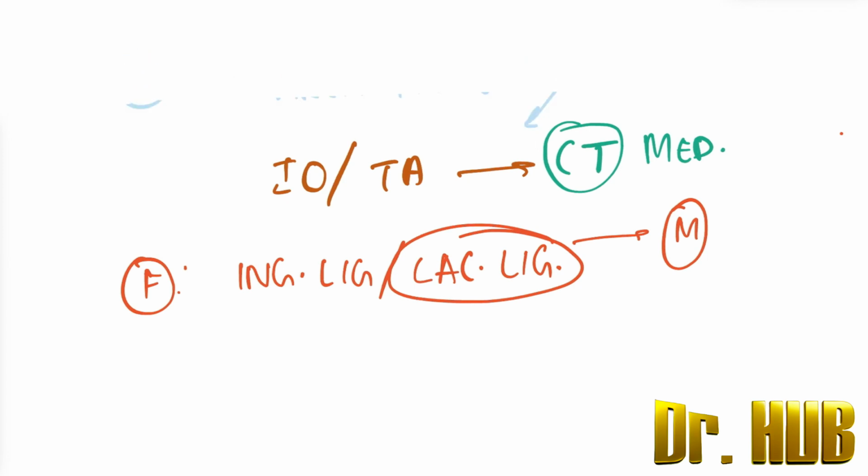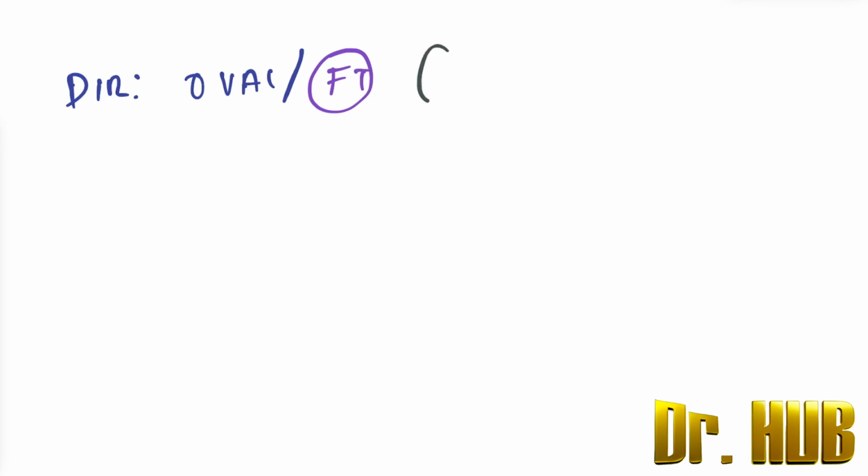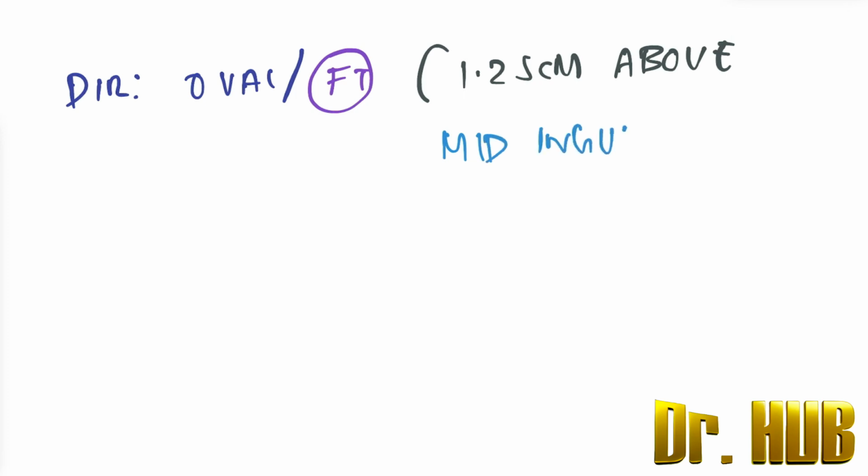Now let's look at some points about the deep inguinal ring. The deep inguinal ring is an oval opening present in the FT, the fascia transversalis. Where is it situated? It is situated 1.25 centimeters above the mid-inguinal point.